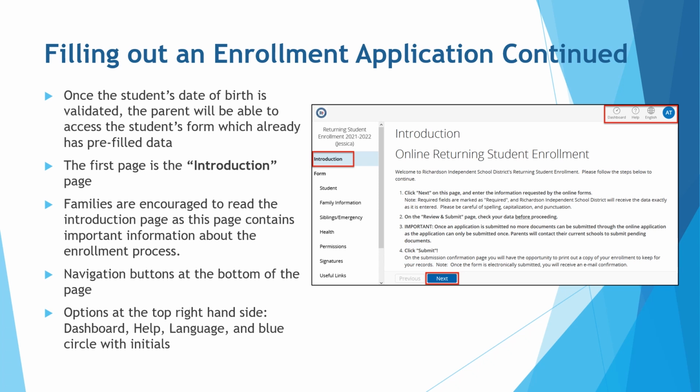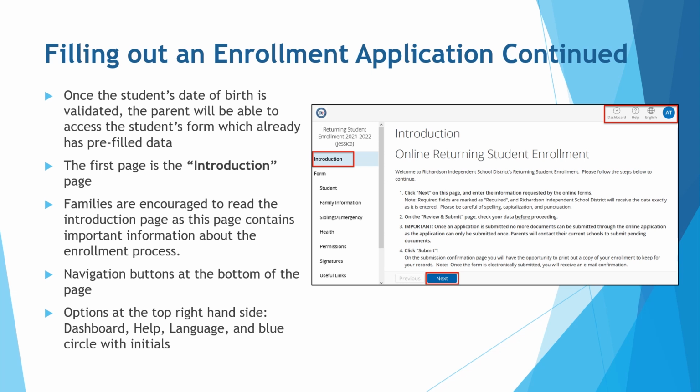The navigation buttons are located at the bottom of the page. You can go to the next page by clicking Next. The options located at the top right-hand side are the dashboard. If you click on this option, it will take you to your PowerSchool account main page. Help. If you click on this option, it will take you to PowerSchool Community, where you will be able to find helpful articles about enrollment.